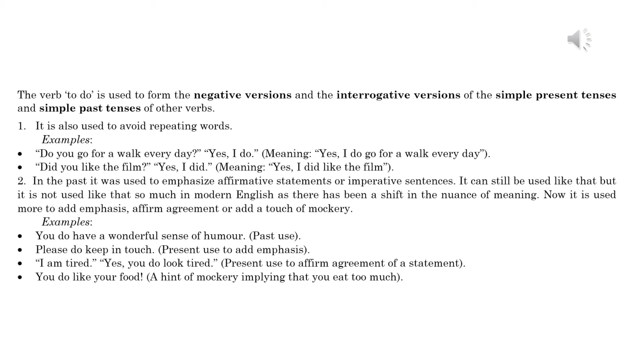The verb to do is used to form the negative versions and the interrogative versions of the simple present tenses and simple past tenses of other verbs. 1. It is also used to avoid repeating words. Examples. Do you go for a walk every day? Yes, I do. Meaning, yes, I do go for a walk every day. Did you like the film? Yes, I did. Meaning, yes, I did like the film.